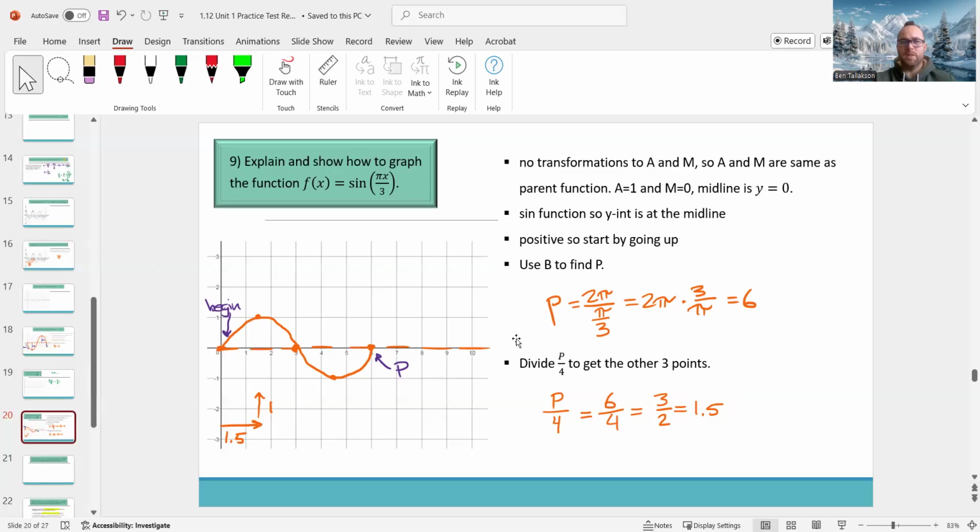Okay, so period is 6. Great. We know the last point is there, but what are our spacers? Take that p, divide it by 4, you get 3 halves or 1.5. So every time you go over 1.5, you have another critical point. Max, mid, or min. And by now you should definitely know that a positive sine function has the y-intercept at the midline and it starts by going up.